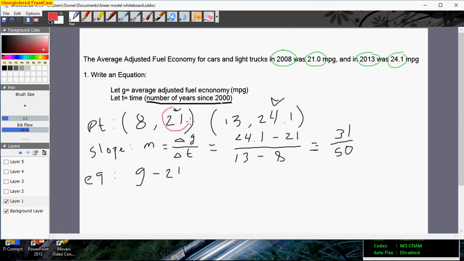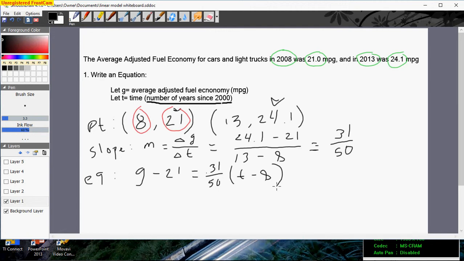So I'm picking the points from right here, 21, and I'm going to pick my points from here too. And this is because these are cleaner to me. Why am I going to mess around with this decimal when I have really nice numbers right here already? So there's no point messing around with decimals when you have nice numbers. Equals slope, and we know our slope is 31 divided by 50. And we're going to do t minus 8. There, we've done it. We've made our equation. We've answered the first problem in this linear model session.